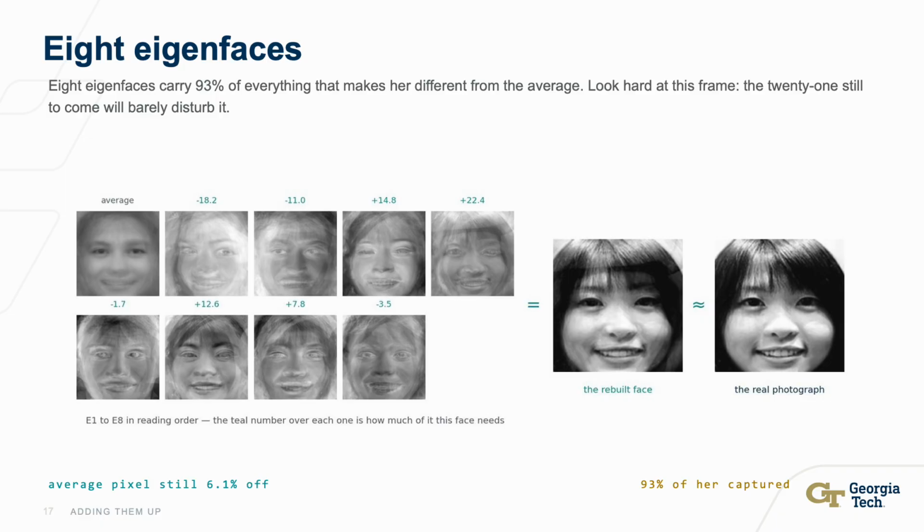The 21 eigenfaces still to come will barely change what you see. We are going to click through all of them anyway because watching nothing happen is the most convincing way I know to make this point. But it is in the terms that matter for storage. 16,384 numbers went in, 8 numbers came out plus a set of ingredients that everybody shares. This is a factor of 2000 for a picture that any of us would identify without hesitating.